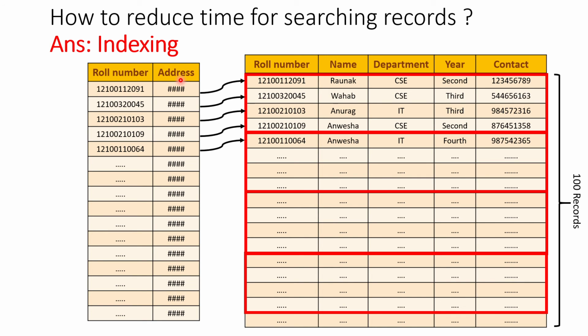You can assume in this way that when the RAM wants to search a record having a particular roll number, because roll number is a unique key that we have seen, you can uniquely identify a particular record by roll number. So assume that I have written a query that selects everything from this table where roll number is 12100320045.